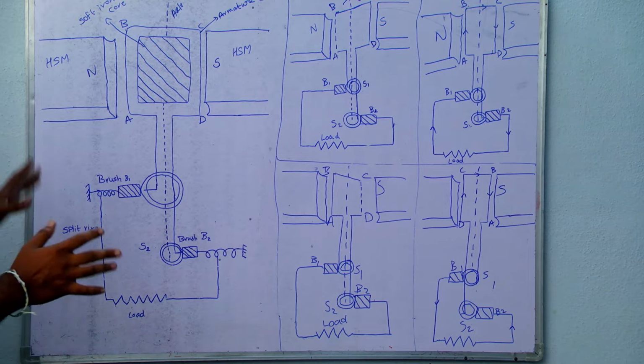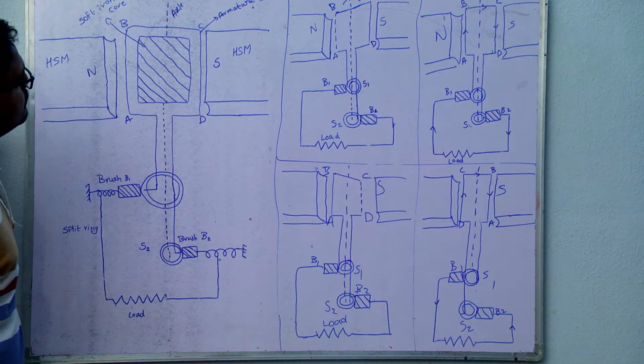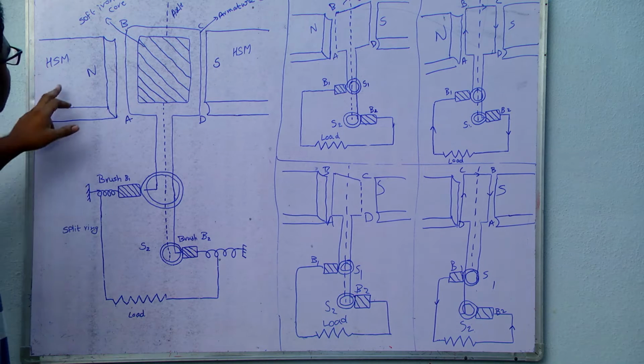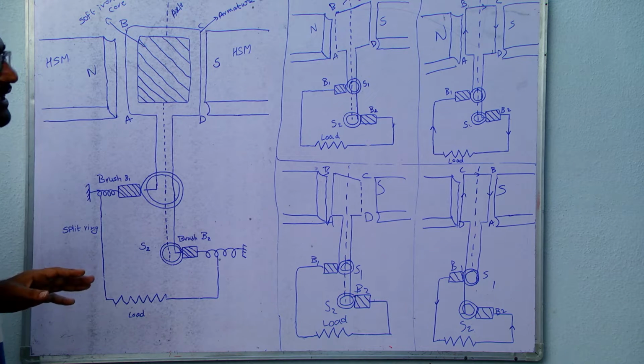To understand it clearly, let us look at the parts of the AC generator. Just before starting, in the AC generator we first have a horseshoe magnet. This horseshoe magnet produces the required magnetic field.